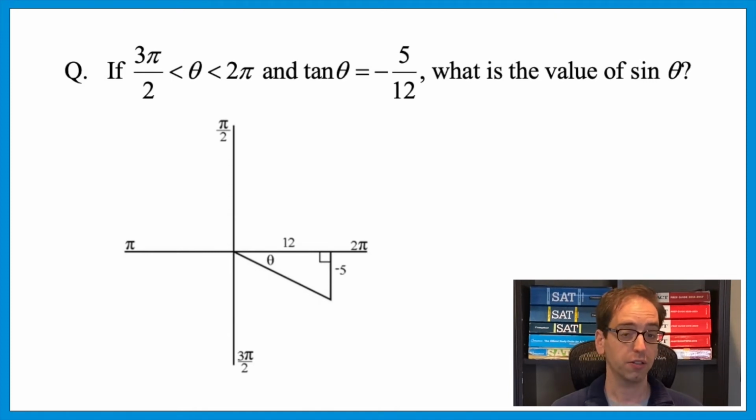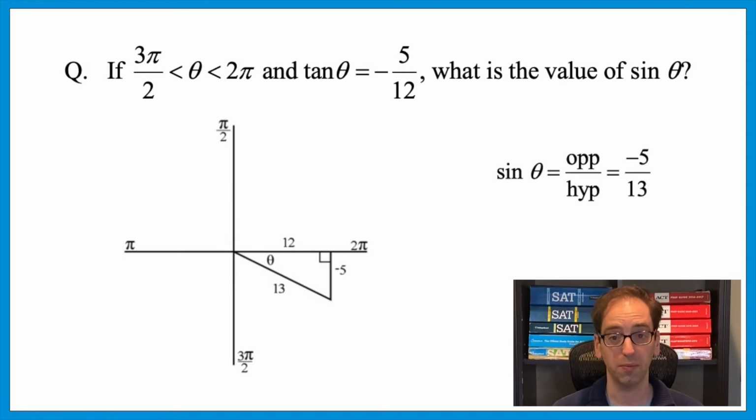Well, it's a right triangle, so Pythagorean theorem would be fine. But you might have spotted here, there's a Pythagorean triplet going on. Two triplets worth knowing are 3, 4, 5, and the other one, 5, 12, 13. If we have a 5 and a 12, that hypotenuse must be a 13. And from there, they just want the sine of the angle. So opposite over hypotenuse would be negative 5 over 13. That's the answer.